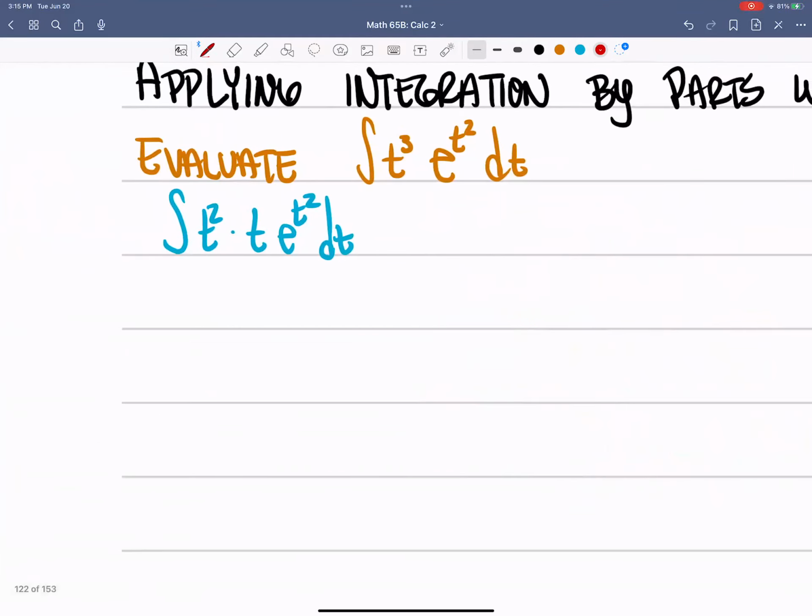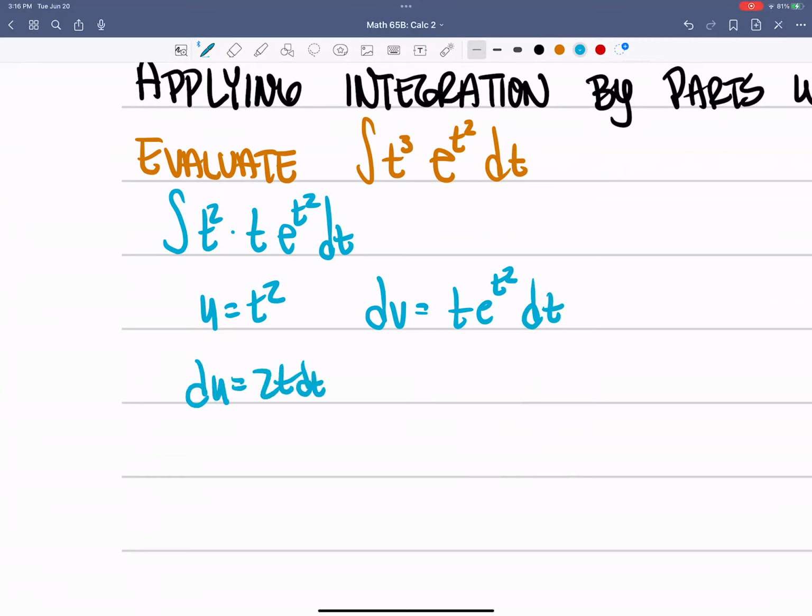So let's come over here and do this. We're going to let u equal t squared, and dv is going to be equal to t e to the t squared dt. So the derivative du is equal to 2t dt. The integral v is equal to 1 over 2 e to the t squared.